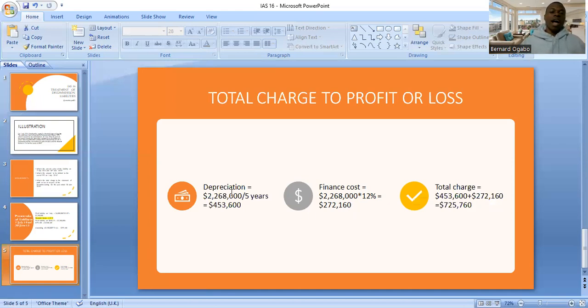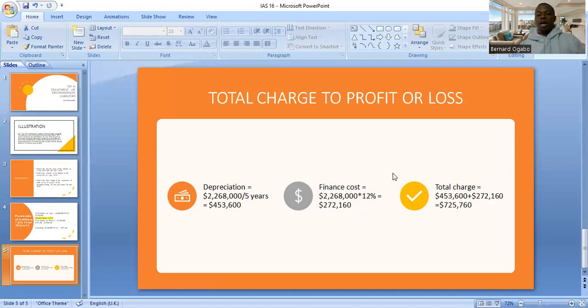And then because you've added this amount to the cost of your PPE, you're supposed to look at the depreciation. This asset is going to be carried in the books of the company for 5 years. So you say 2,268,000 divided by 5 years, and that is 453,600. So you need to add the depreciation and add the finance cost. This is the total charge to profit or loss. If you're supposed to prepare the profit or loss extract, you're going to have depreciation stand separately as 453,600 and finance cost stand separately as 272,160.